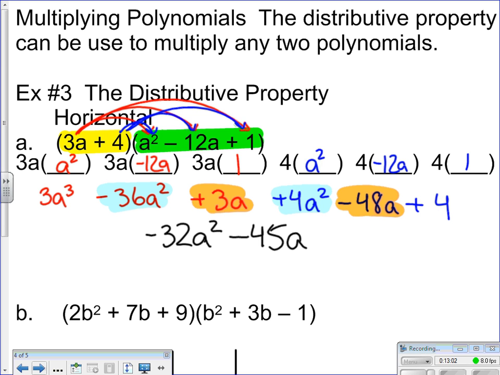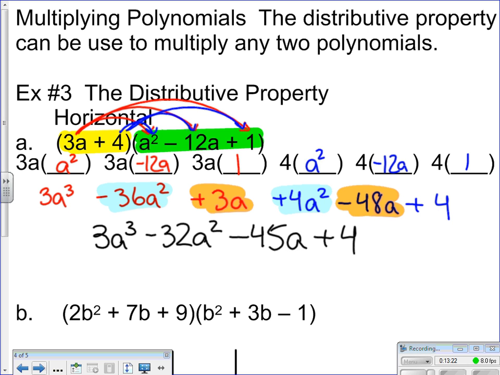Then we got 2 terms that didn't combine. The plus 4, drop it on the end. The 3a cubed, put that on the front because it's the biggest a. It's got a cubed. Again, exponents go down. 3, 2, 1, 0.